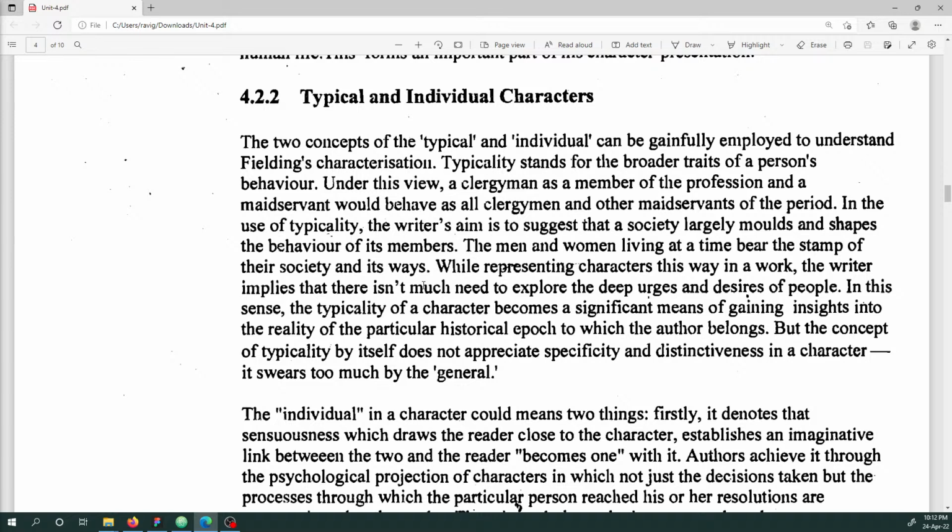While representing characters this way in a work, the writer implies that there isn't much need to explore the deep urges and desires of people. In this sense, the typicality of a character becomes a significant means of gaining insights into the reality of a particular historical epoch.